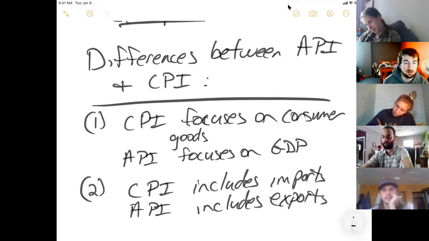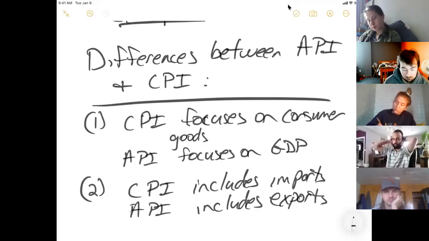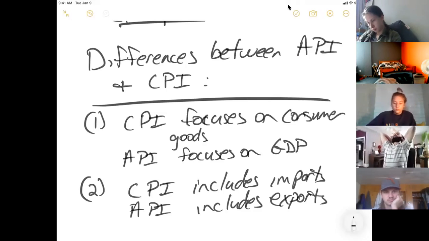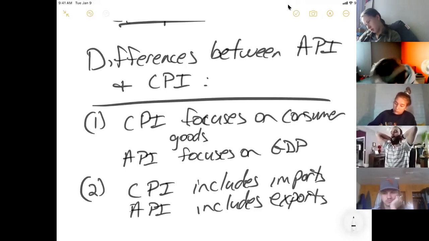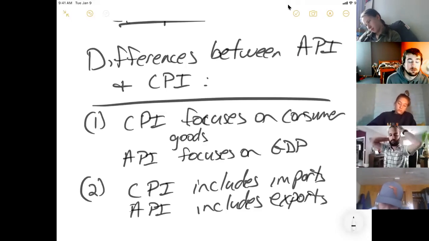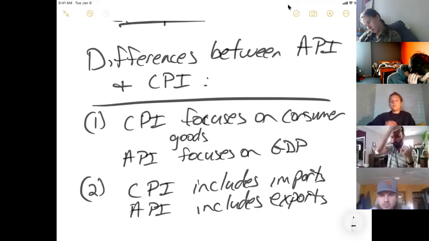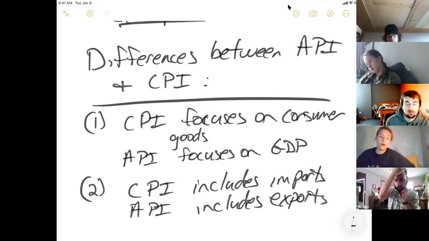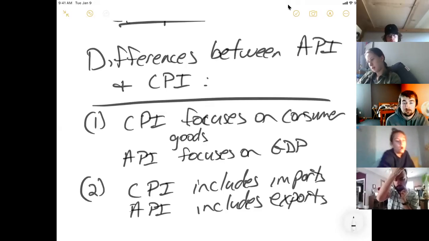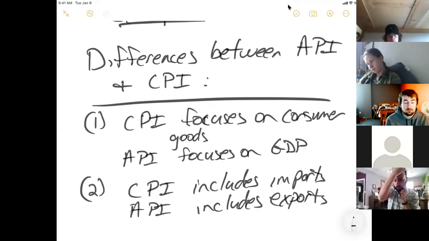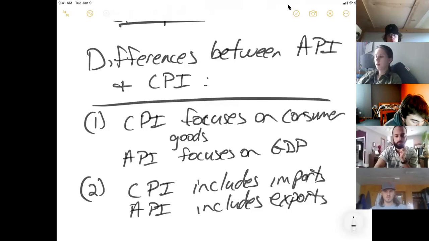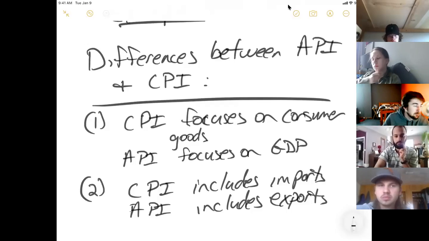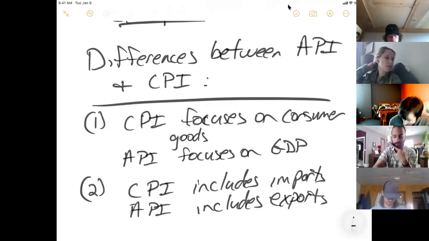So for instance, running shoes, right, or tennis shoes. Most tennis shoes are made in other countries. The price of those tennis shoes actually gets included in the consumer price index, even though they're not made in the US. Or big screen TVs, or any of the other things that are largely made in other countries. Those things get included in CPI, right? But the CPI is not including any exports. On the opposite side, the aggregate price level includes exports, but it does not include any imports, right? And so this can lead to a difference between the two, in that they really are looking at a different set of goods.